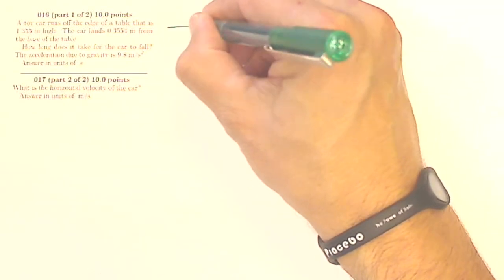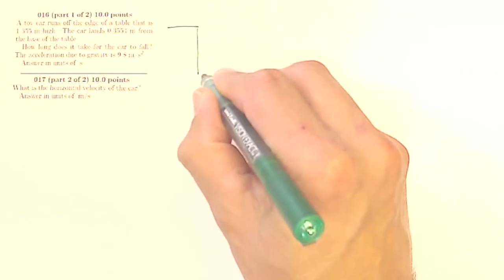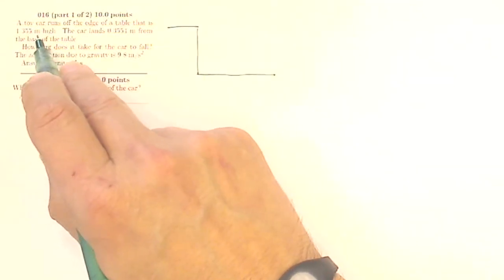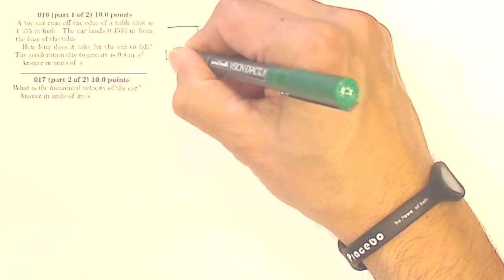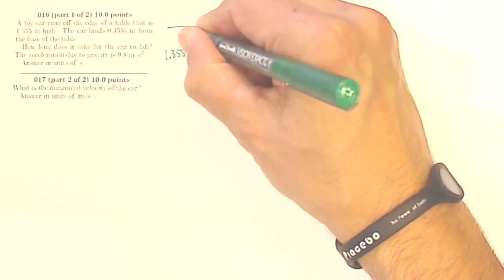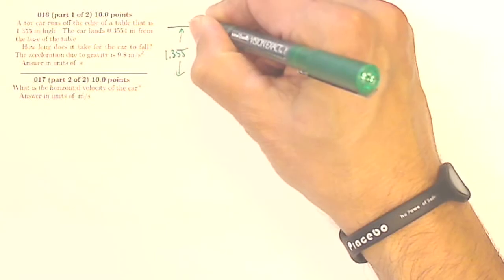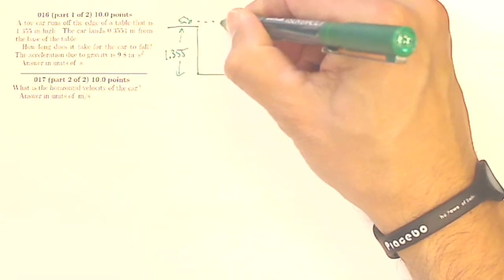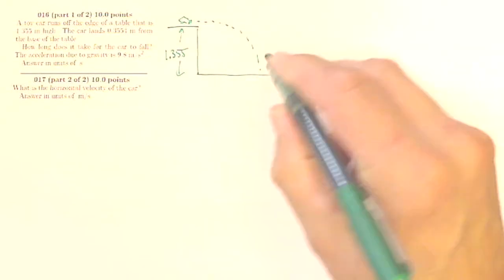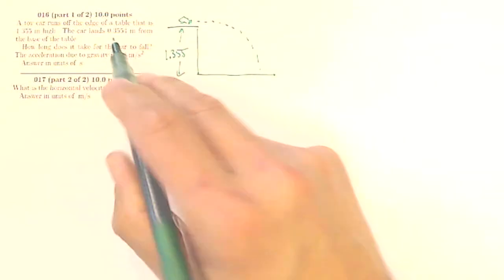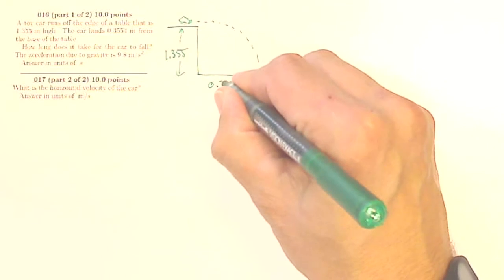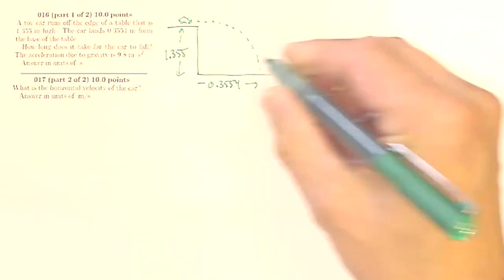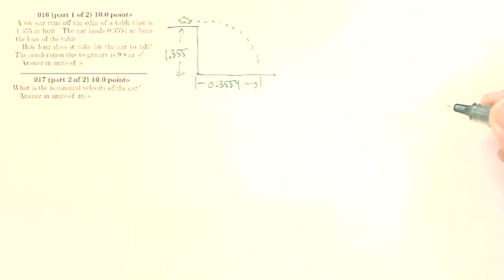So I've got a car running off of a table. Here's my table. Here's my floor. The table is 1.355 meters high, so this distance is 1.355 meters. The little toy car is rolling off the table, and it's going to be a horizontal projectile. It's going to land on the ground. It lands 0.3554 meters, again, not to scale, this direction from the base of the table.